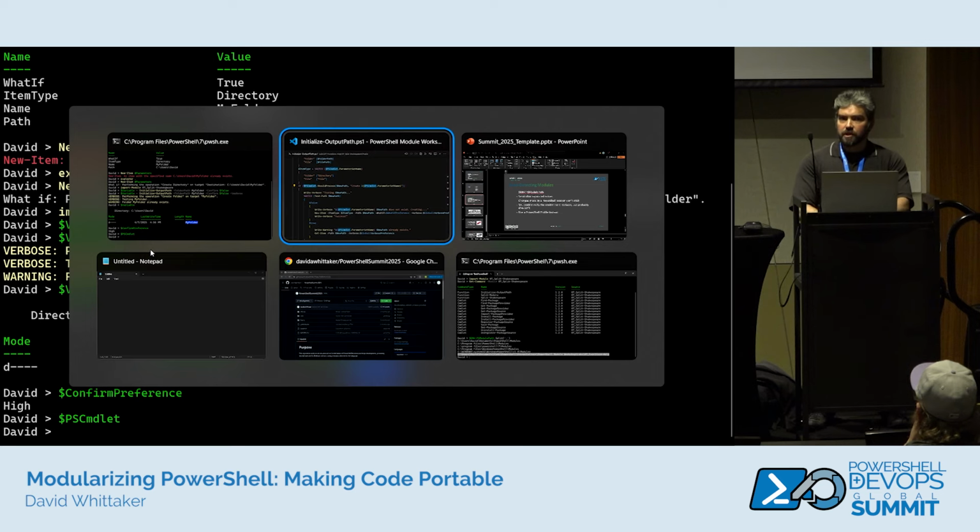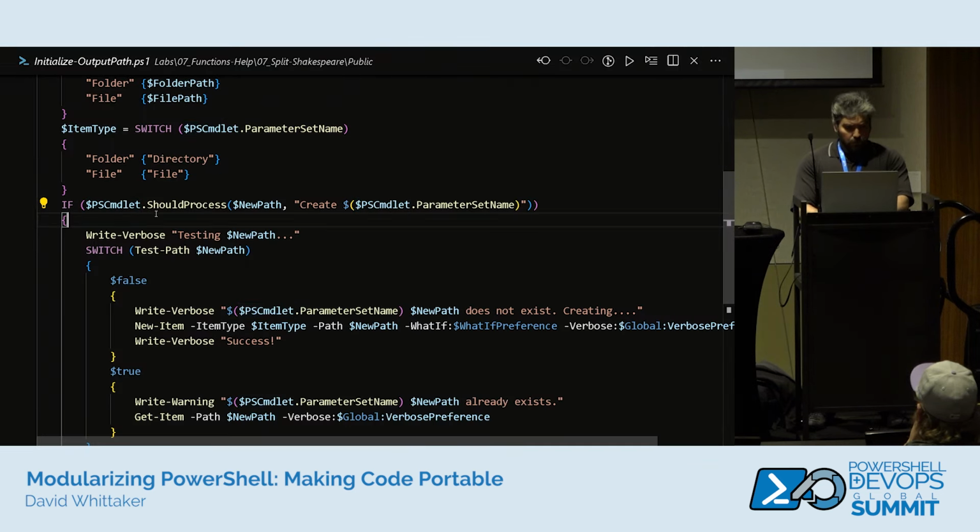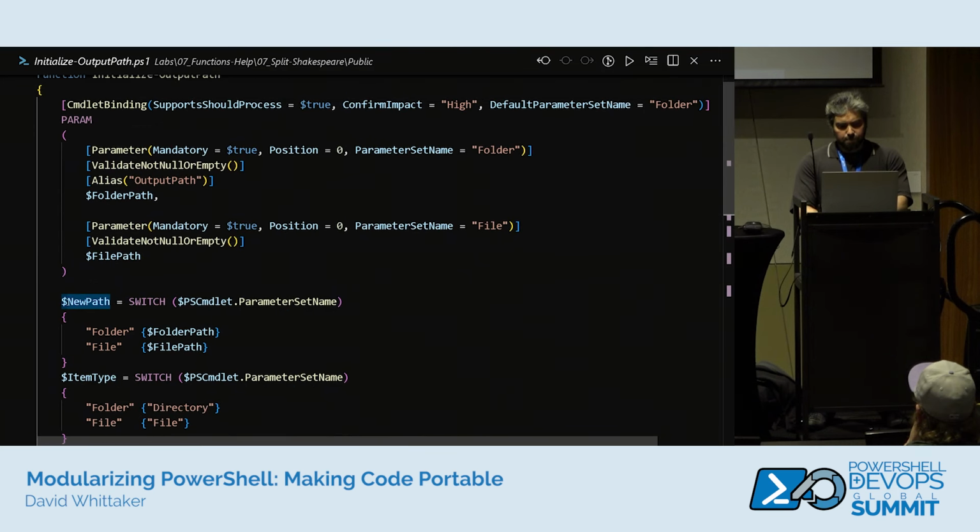But there's plenty of documentation out there on it. So ShouldProcess is a method that we want. The first item here that we're referencing is actually the target, which is basically our variables. So we can see that I'm setting this new path variable here based on input from my parameter set name, which is another really cool option that you get.